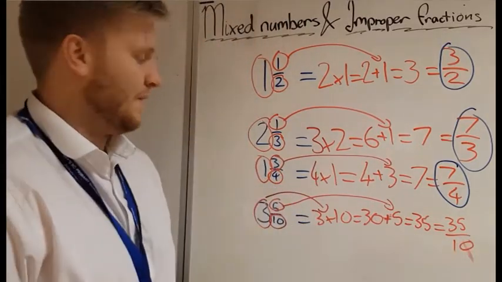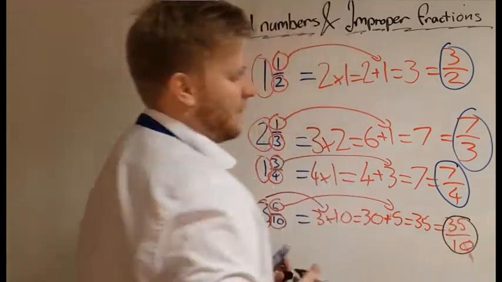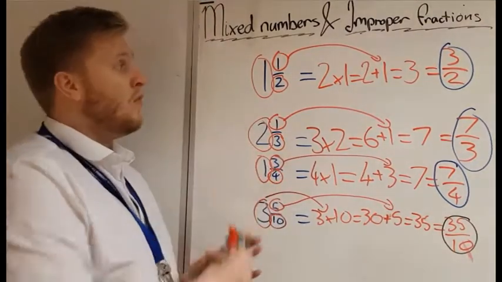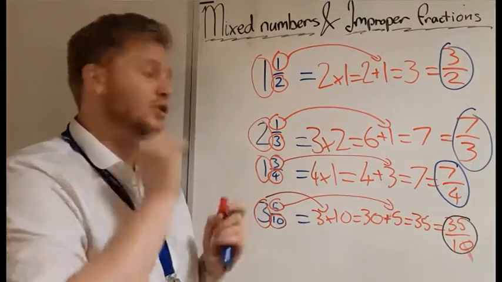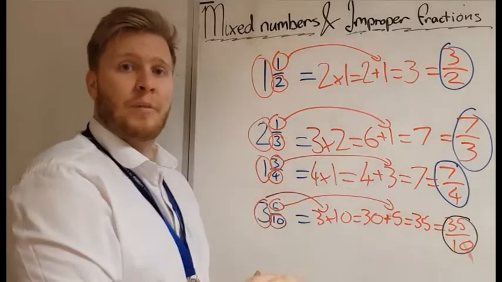Tenths. 35 tenths is the same as 3 5/10. Oh, wrong colour. Doesn't matter. Okay, so as you can see there, not the hardest, some quite easy sums. Obviously, if you've got different fractions, you might have to do harder multiplications, but it's quite easy to go from mixed numbers through to improper fractions.